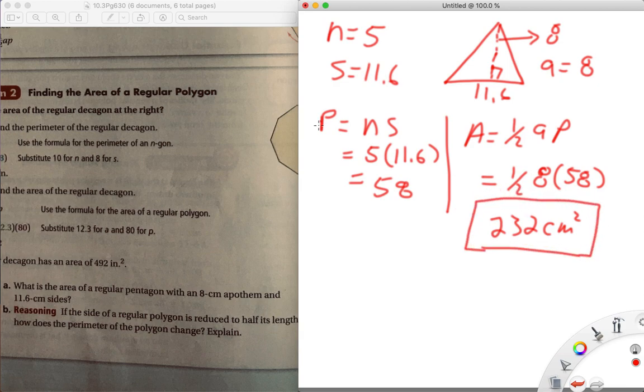Okay, so they tell me it was a pentagon. I know a pentagon has 5 sides, and I know that the side is equal to 11.6. So to find the perimeter, I multiply 5 times 11.6, which gives me P, which is 58 centimeters. And then I also know that the area of a regular polygon is 1/2 the apothem times P. They tell me that the apothem is 8, so it's going to be 1/2 times 8 times 58, or 232 centimeters squared.